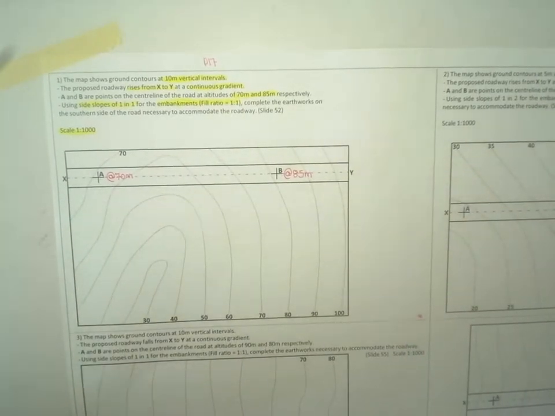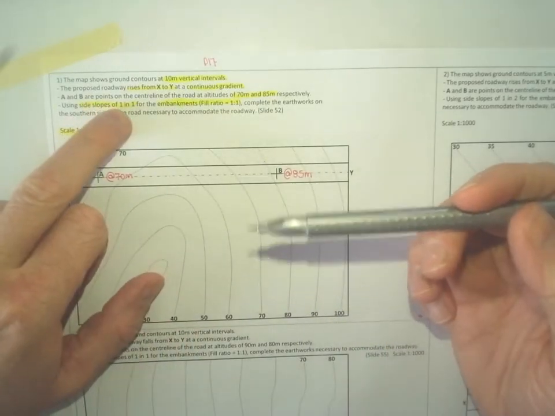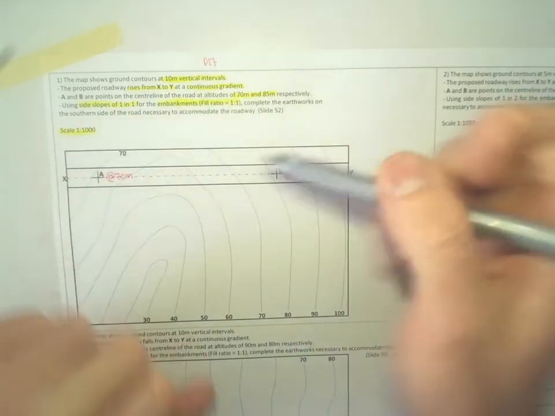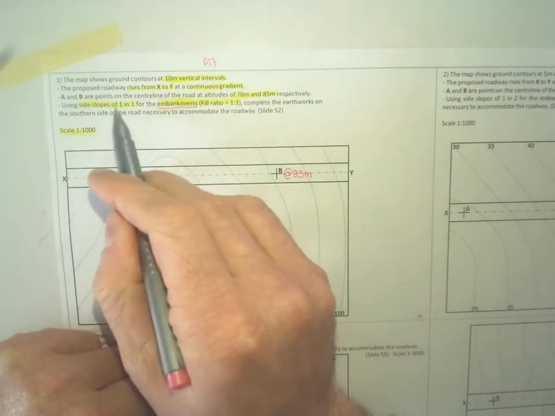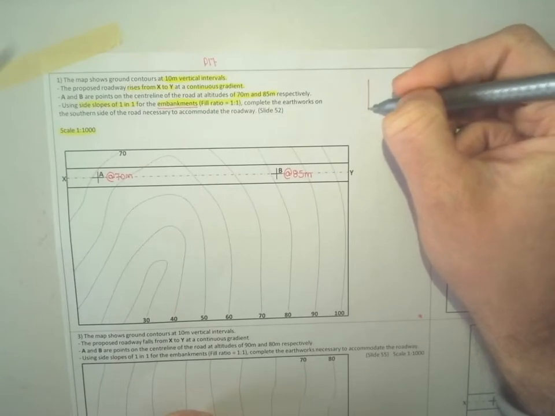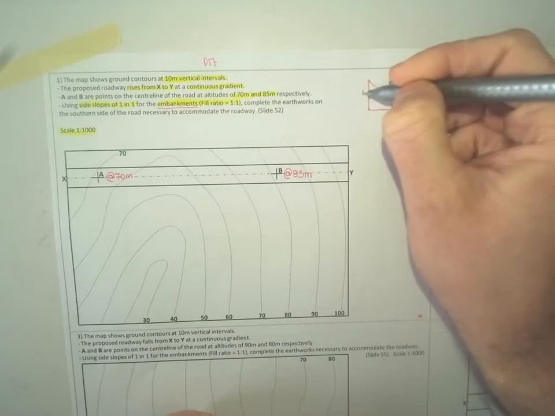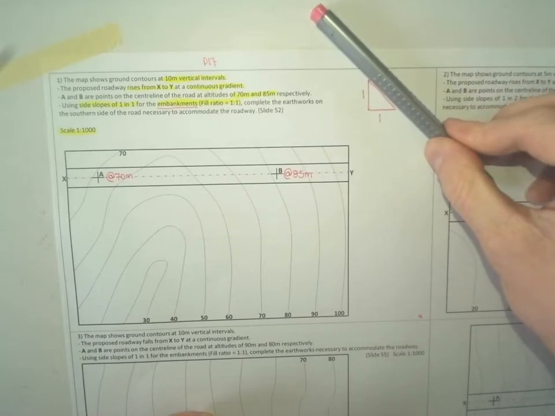Just going to focus my video just to make it a bit clearer. So hopefully you can see that. Using side slopes 1 in 1 for the embankments. Alright, so we said before, when you see the word embankments, that means fill. Side slopes 1 and 1 is the ratio of 1:1, which means for every 1 it goes down, it also goes out 1. That means the slope of the fill will be at that angle.